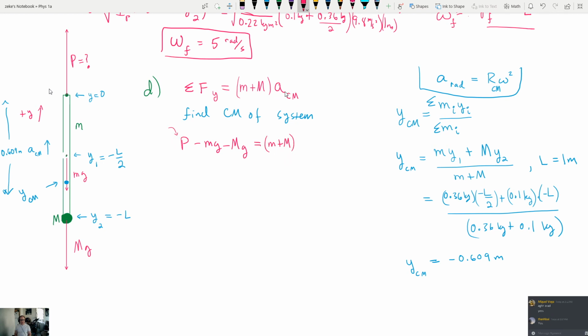We know that the acceleration of the center of mass is going to be equal to the y-coordinate of the center of mass. I'm just going to take the absolute value of this right here. And that's going to have to be multiplied by omega squared, which we already calculated. So I'm just going to write omega final squared because it's the omega that we calculated right here. And we just need to solve this basically. So we end up getting P is equal to mg plus big mg plus little m plus m times the y-coordinate of the center of mass multiplied by omega final squared.